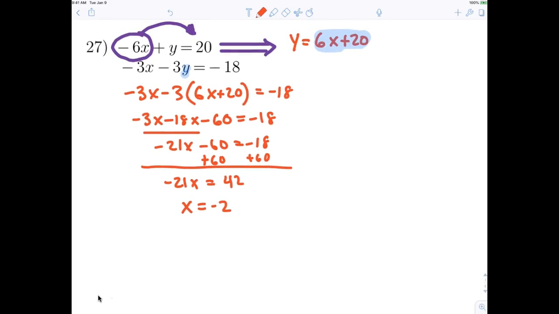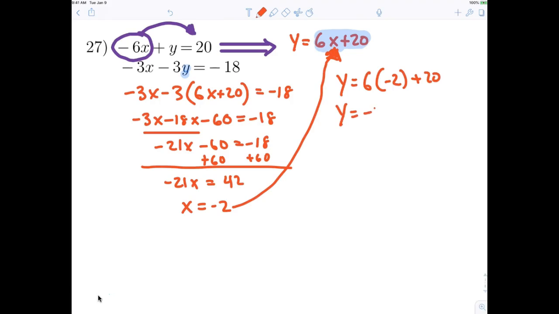Now remember, now that x is negative 2, I'm going to put negative 2 right into this equation right here. So I have y is equal to 6 times negative 2 plus 20. Y equals negative 12 plus 20. So y is equal to 8. So my answer is negative 2 comma 8.